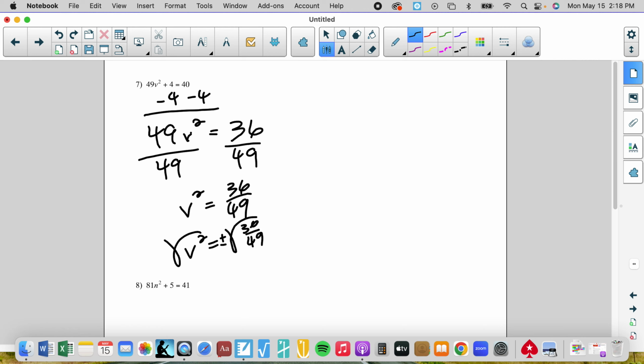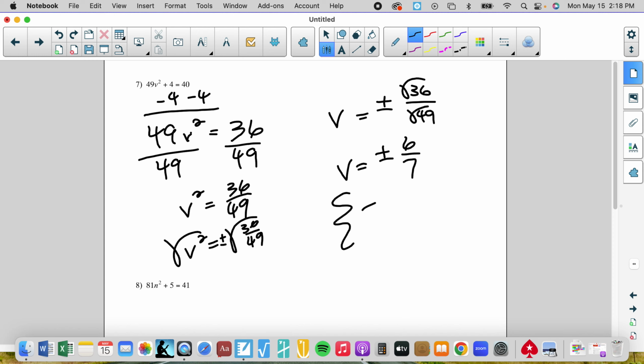I'm not going to forget my positive and negative. So the square root of v squared is v plus or minus. And now I'm going to separate each of those and see if I can simplify those. And they can, because both are perfect squares. And I get plus or minus 6 over 7.